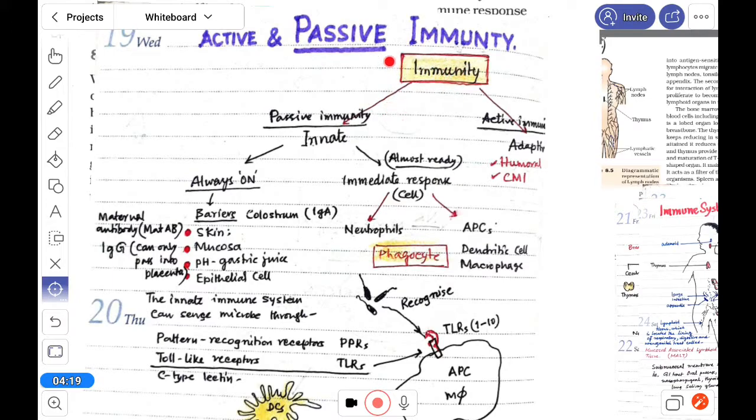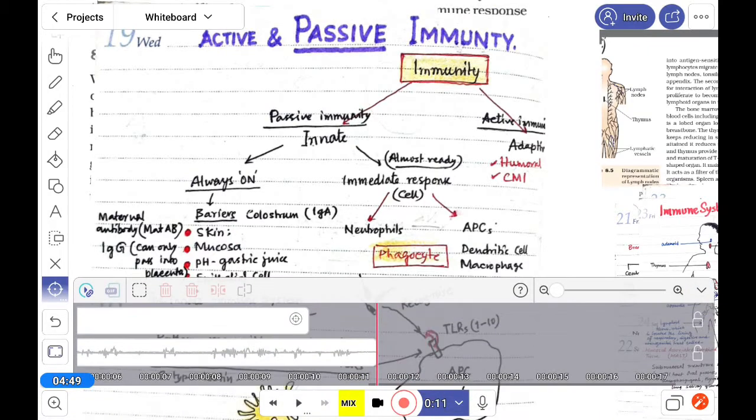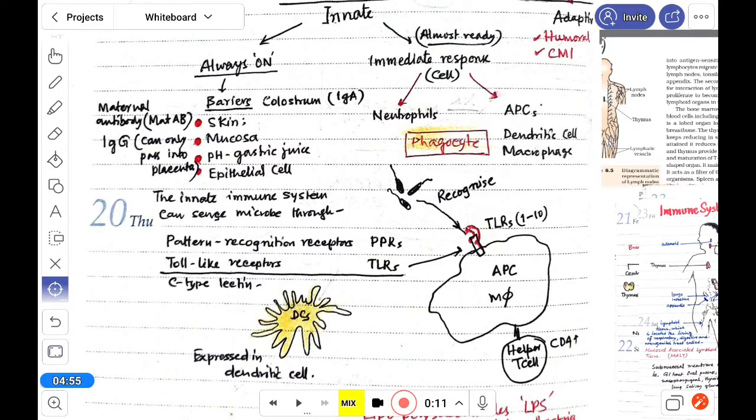Look here, this is passive immunity. In maximum cases it is always ready. Immunoglobulin G is here, all the time ready.